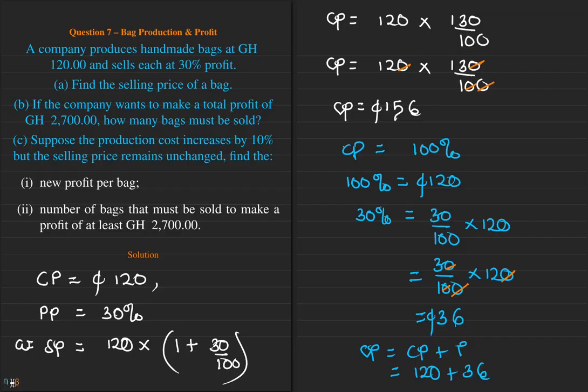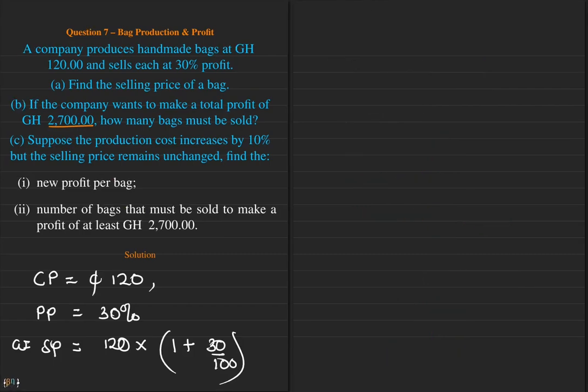But the question says they want to make a total profit of this. So how many of 36 do we need, or how many of the bags do we need to produce to give us a total profit of this? How do we go about that? So we can start by saying the profit of each bag is what?